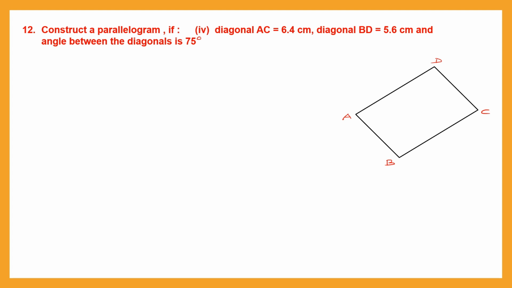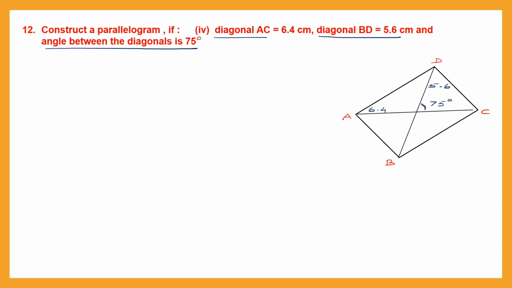Now what are we given in the question? Diagonal AC is given. So here we have A and C. So let's draw a line there. So this is diagonal AC and this is 6.4 centimeters. Then we have diagonal BD. So where do we have B and D? B is here, D is here. Draw a line. So that becomes diagonal BD and that is 5.6 centimeters. And we're also told that the angle between the diagonals is 75 degrees. So this angle here is 75 degrees.